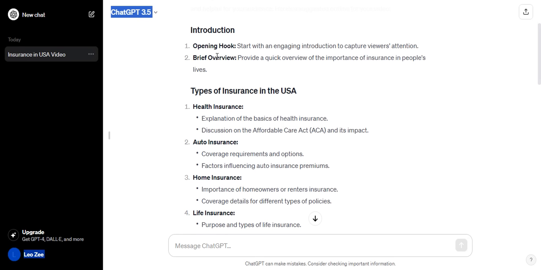Types of insurance in the USA: health insurance. Explanations of basic health insurance. Discussion of the Affordable Care Act, ACA, and its impact.